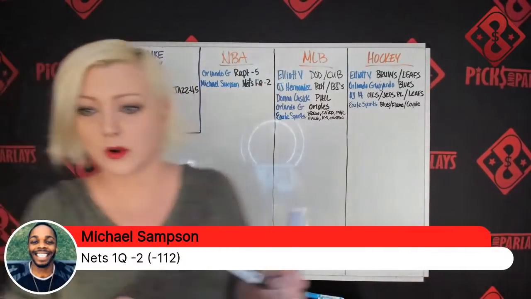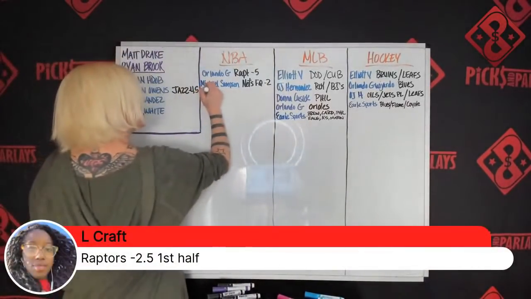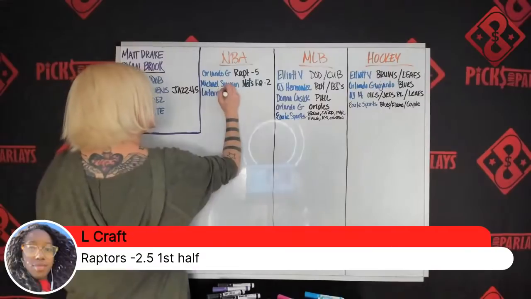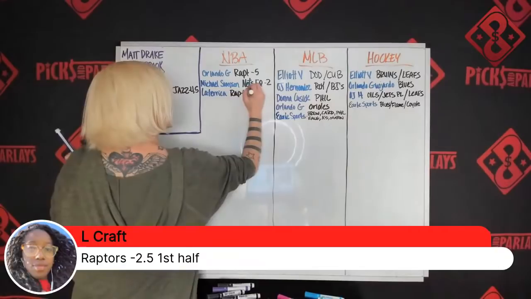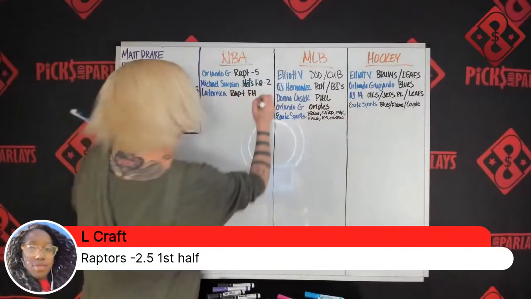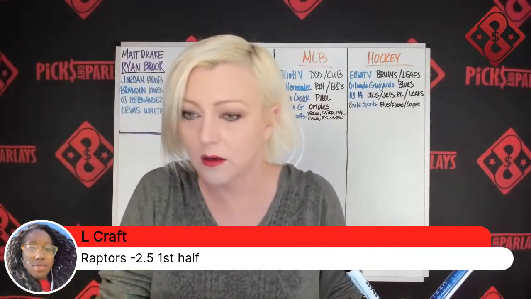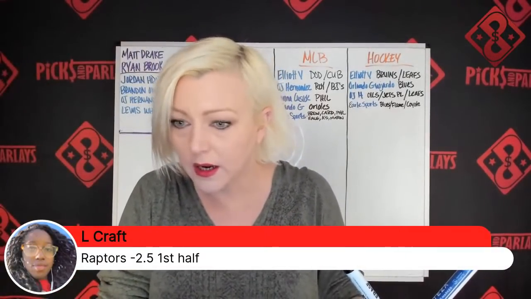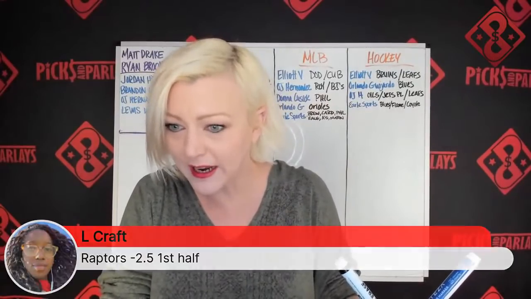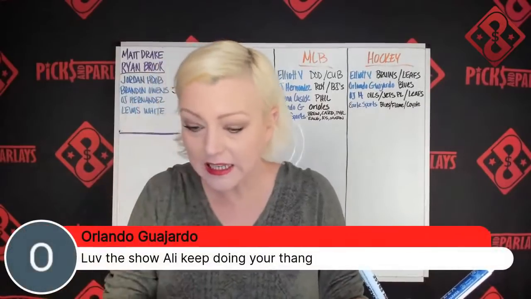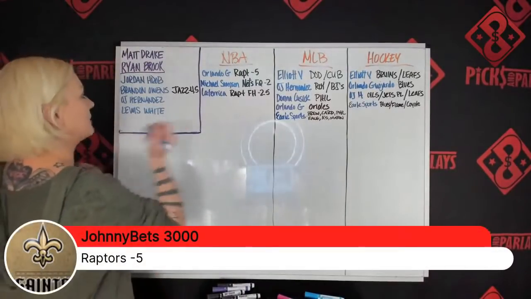-2 in the first quarter. Okay. Laterica's going with the Raptors first half. It's got to be -2. Yep, -2.5. Okay, I got that. I got that. I got that. Oh, thank you, Orlando. Excellent. All right. I like to share information. There's Johnny Betts. Okay, now I'm caught up with you guys.